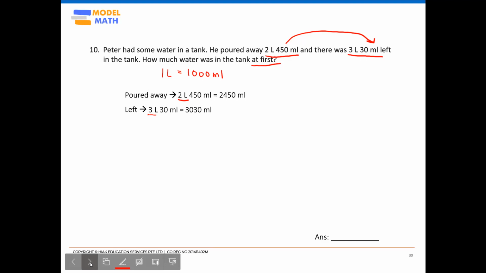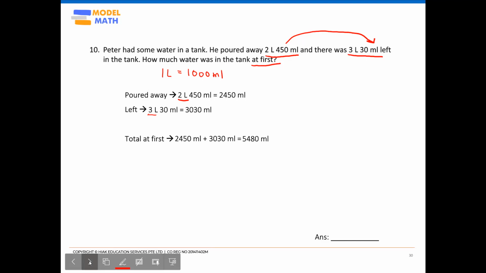So now that we have these two values in just milliliters, we can find out how much was in the tank at first by adding these two values up. And as you can see here, given that we have converted it to milliliters, it's actually easier to add these two values up, as we only have to deal with milliliters. So by adding these two values up, you should end up with 5480 milliliters.